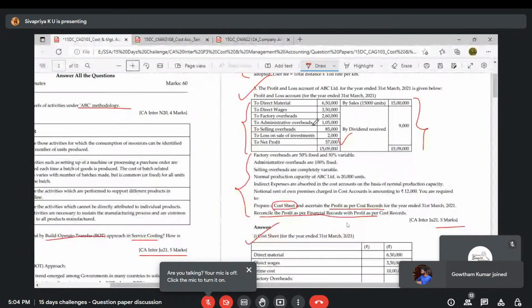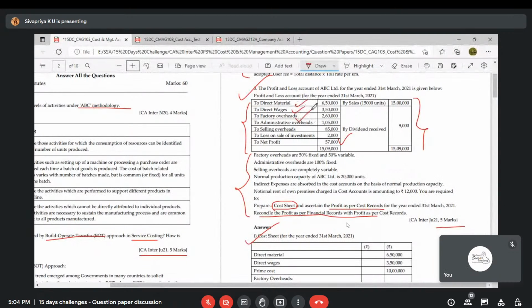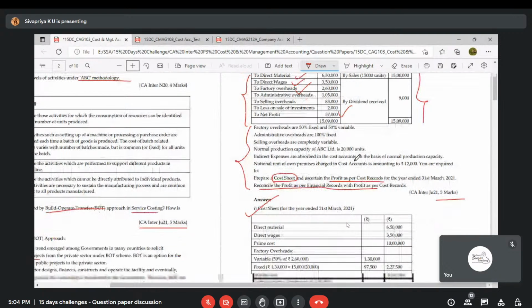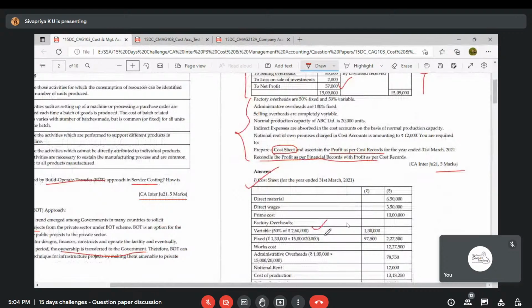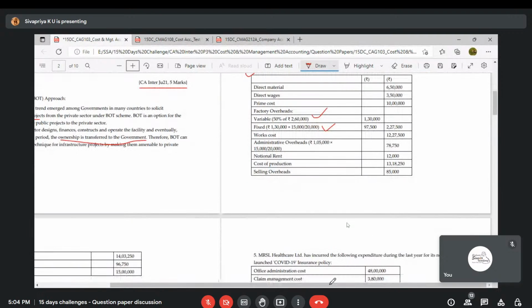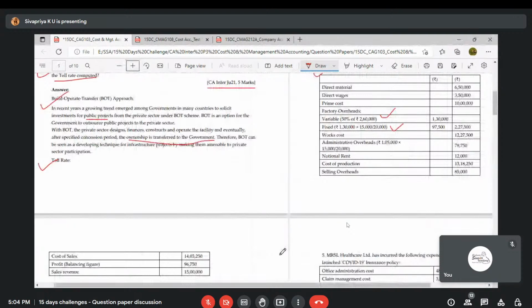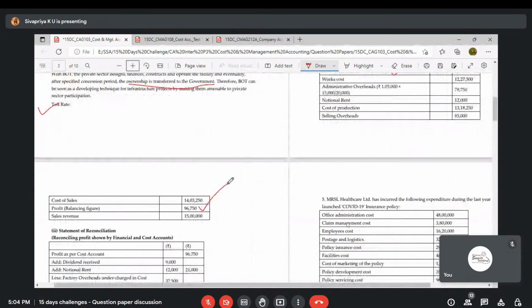You have direct materials and direct wages, factory overheads. So actually idhula ulla factory overheads enna appdin paathona actual expenses. Naama inga irukkiradhu absorption edukom. Okay, variable 50% and fixed number calculate panni. Works cost, admin overheads, and finally you will be after adding all the overheads you will be having your profit. Okay.